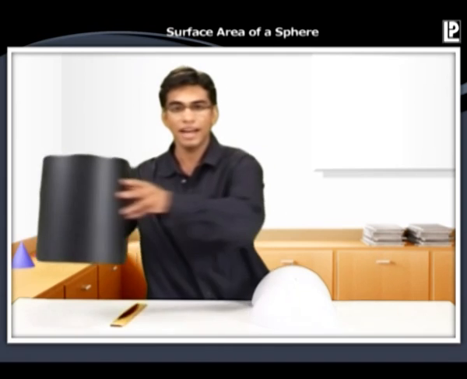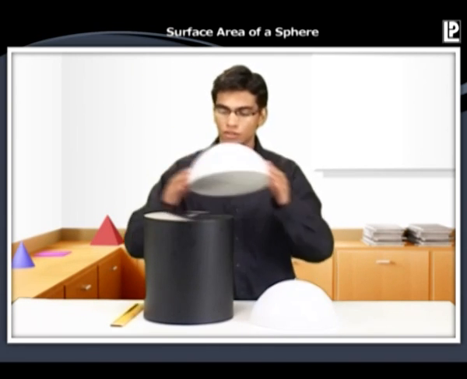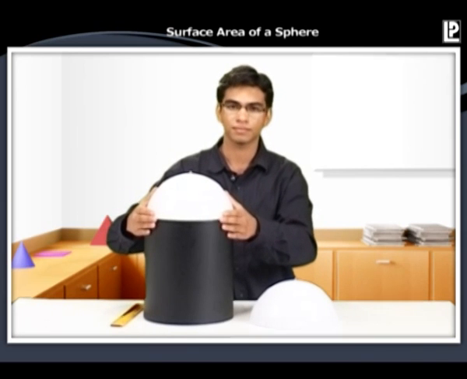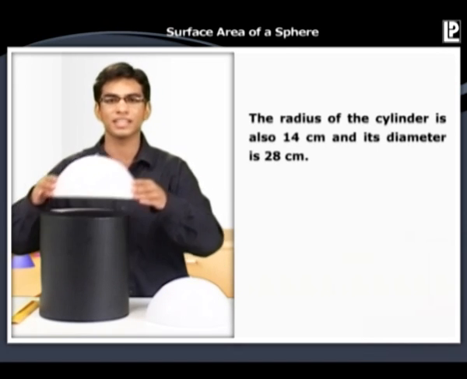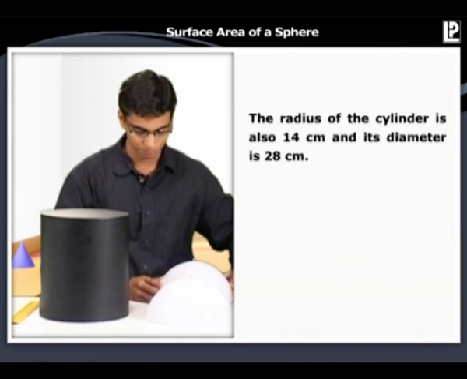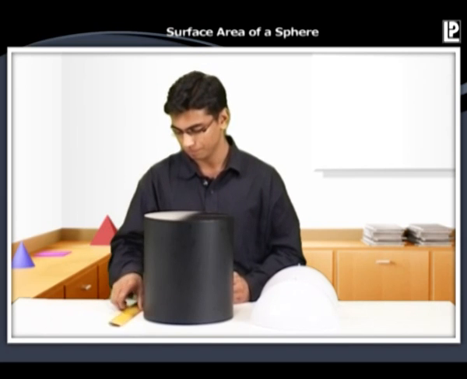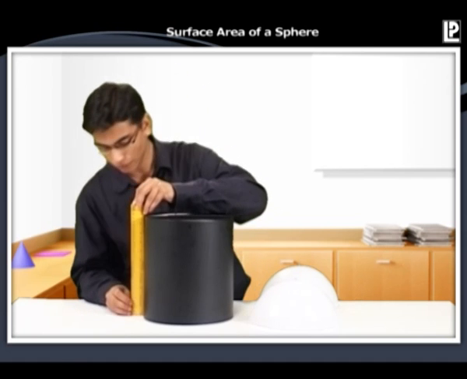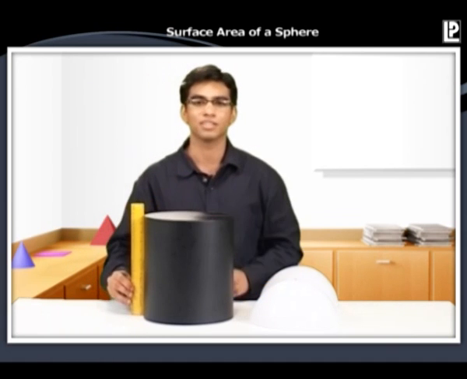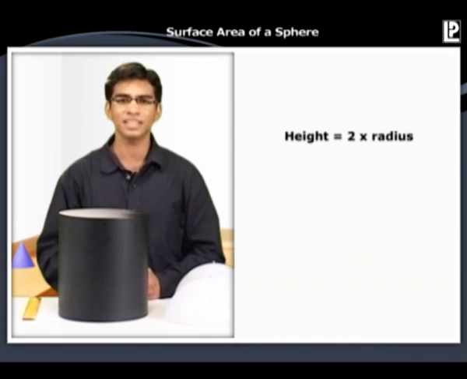Now this is a cylinder with its base congruent to the great circle of the sphere. The radius of the cylinder is also 14 centimeters and its diameter is 28 centimeters. Now let's measure the height of the cylinder. It is 2r or 28 centimeters. The height is equal to 2 into the radius.